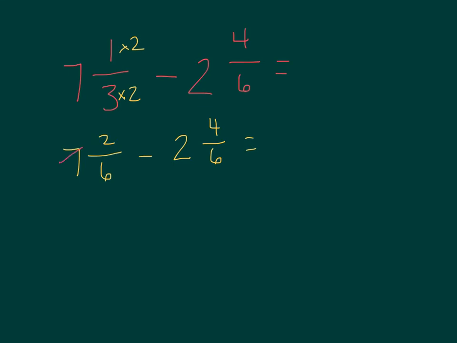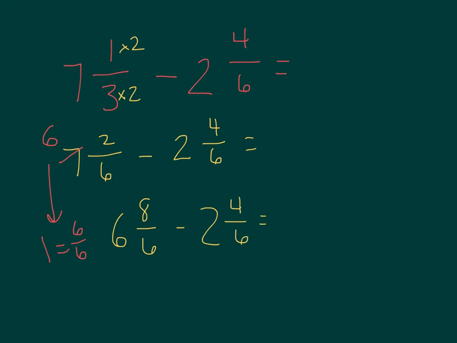I'm going to borrow one from my 7 wholes, and now I just have 6 wholes left. Taking one away, that one just doesn't disappear. It needs to be added back. But because I took it away from the whole numbers, it has to be added back into the fraction. Now we know that one whole equals 6/6. So when I add these two values together, the 2/6 and the 6/6, I now have 8/6 all together. I can rewrite this as 6 8/6 minus 2 4/6.